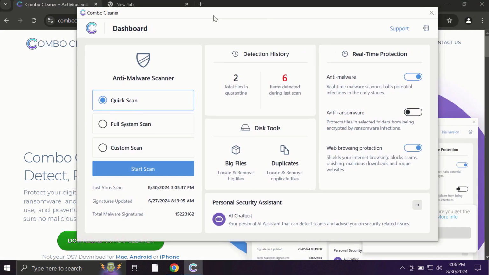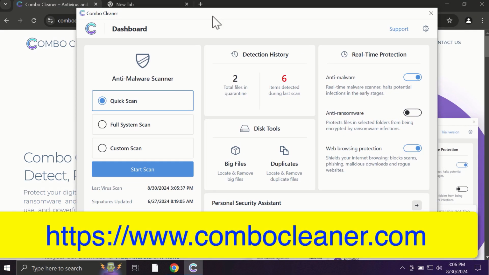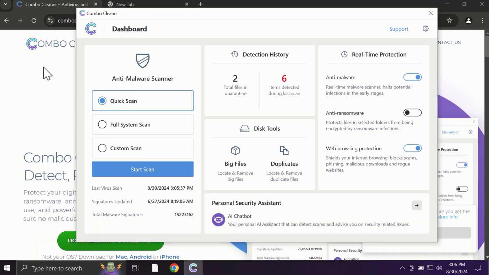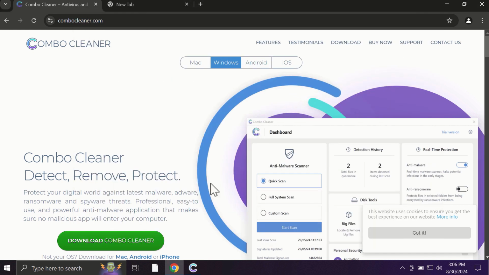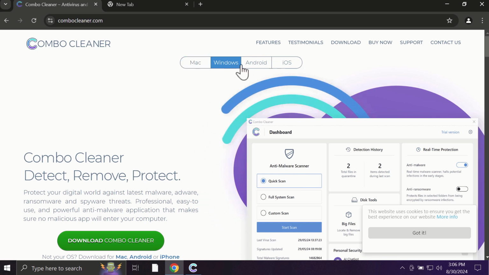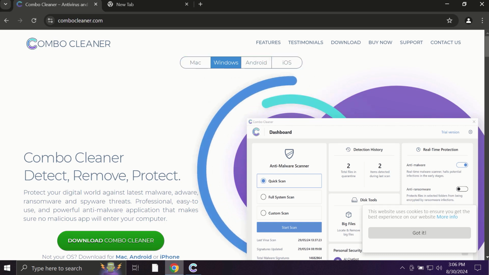After you start Combo Cleaner, the application will most likely first of all update its anti-malware database, which is truly essential for proper detection and removal of all possible threats that could be on your computer. Pay attention to the fact that Combo Cleaner is available for all popular operating systems: Mac, Windows, Android, and iOS.